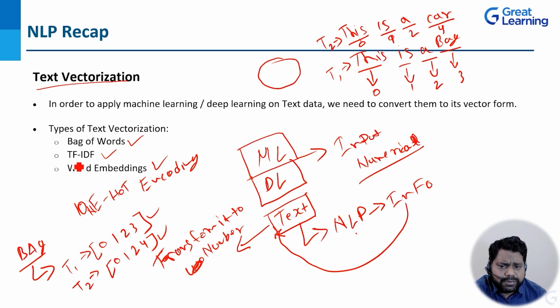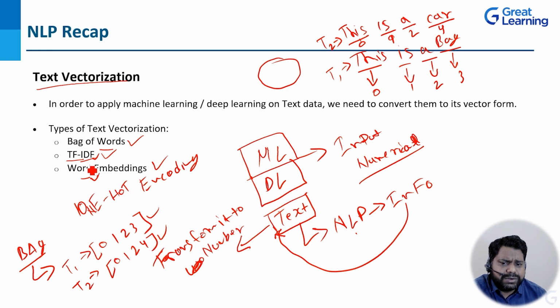Similarly, TF-IDF stands for term frequency inverse document frequency. We are not going to cover more detail about TF-IDF and word embeddings in this course. If you want to know about text vectorization, I would encourage you to go to Google or the Great Learning Academy, and from there you can read about what TF-IDF is, how it works, what word embedding is, and what bag of words is.